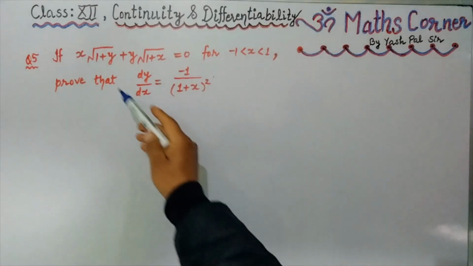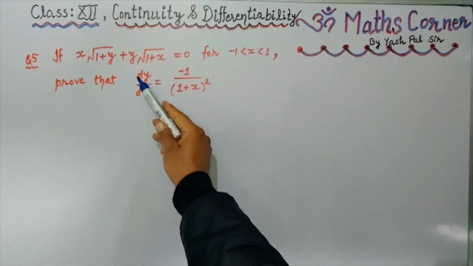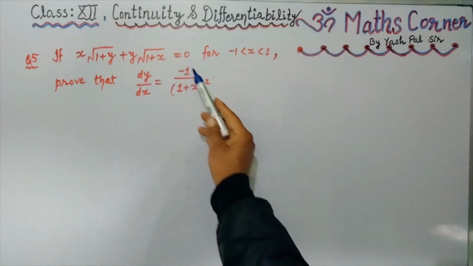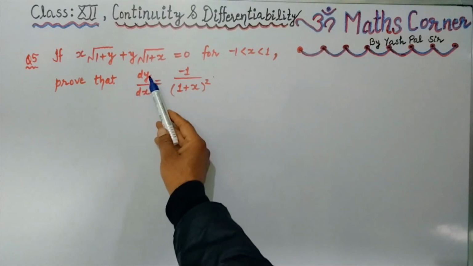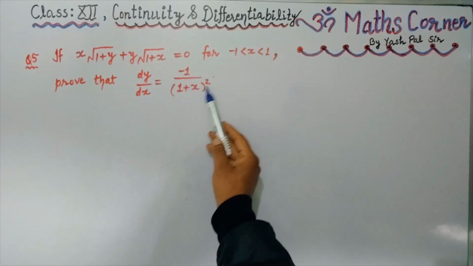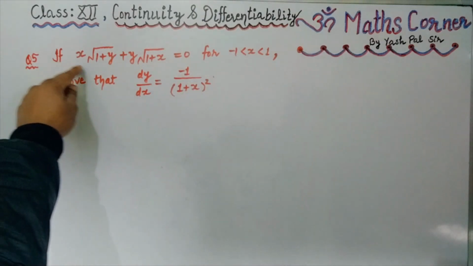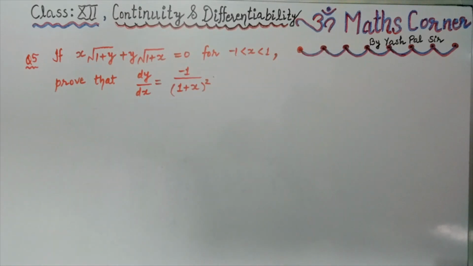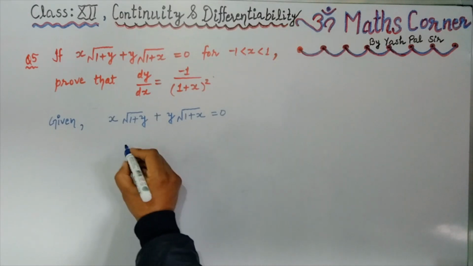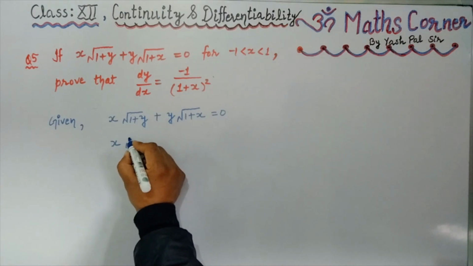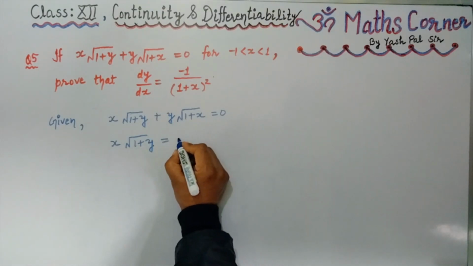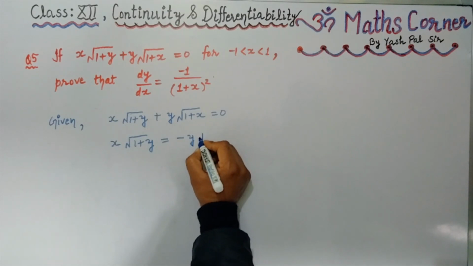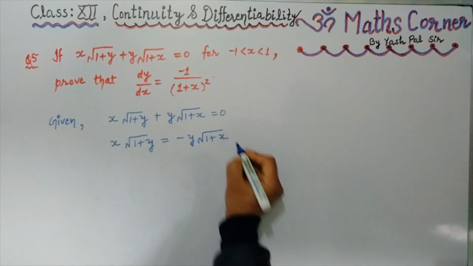Question number 5. If x into square root of 1 plus y, plus y into square root of 1 plus x, is equal to 0, for x greater than minus 1 and less than 1, prove that dy upon dx is equal to minus 1 upon (1 plus x) whole square. So here, what is the function? Let us write the whole function. This is the given function. So we write x square root of 1 plus y, and we take the other term to the right hand side, which becomes minus y into square root of 1 plus x.